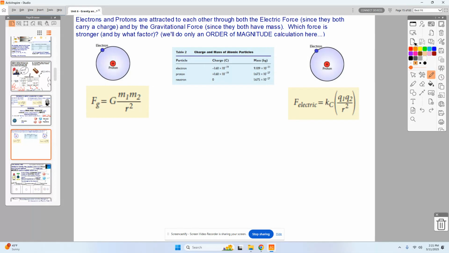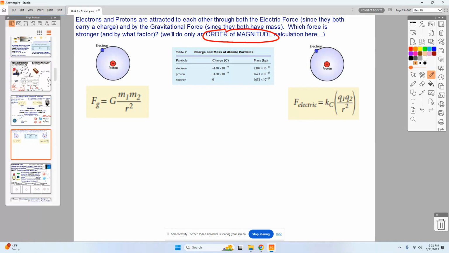So what I'm going to have you do is a calculation here without your calculator. No calculators for this. We're going to do what's called an order of magnitude calculation. Order of magnitude means just what power of 10. So when I'm done, I'm going to have 10 to some power. Now, I think we agree, we've said this, the electric force is stronger than the gravitational force. It is.